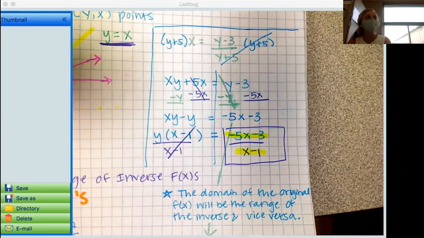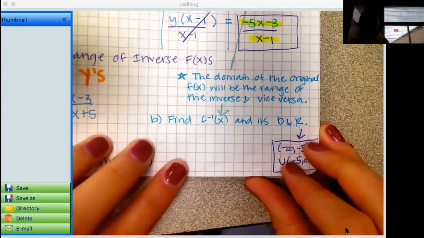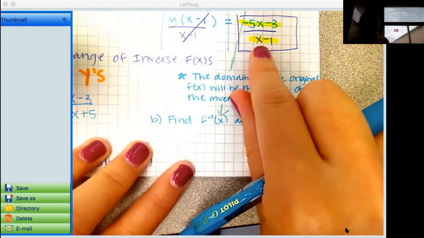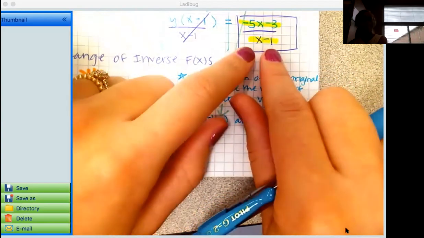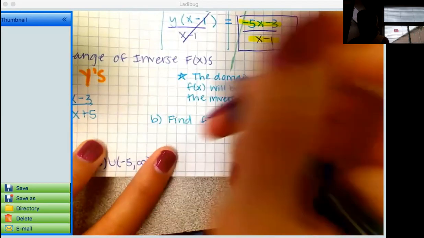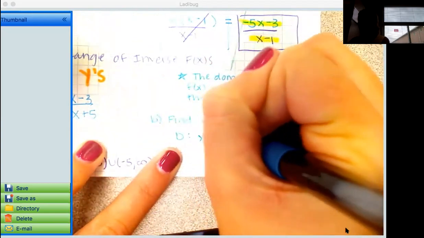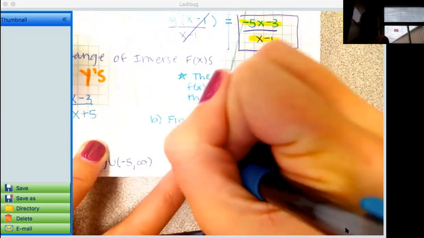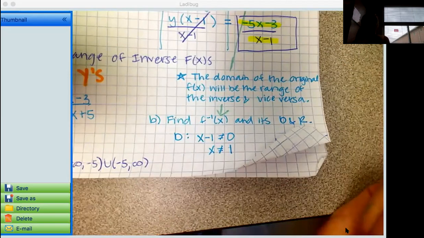That's my inverse. How do I find the domain? Yes, Drake. What about the denominator? Drake is on it. Oh, he went ahead and solved it and everything. So the denominator can't be 0. So for the domain, he's saying x minus 1 cannot be 0, and he went ahead and solved it. So x cannot be 1. Do y'all agree with Drake?